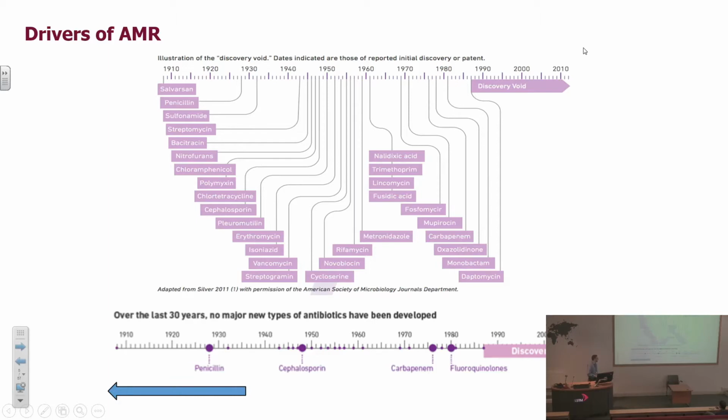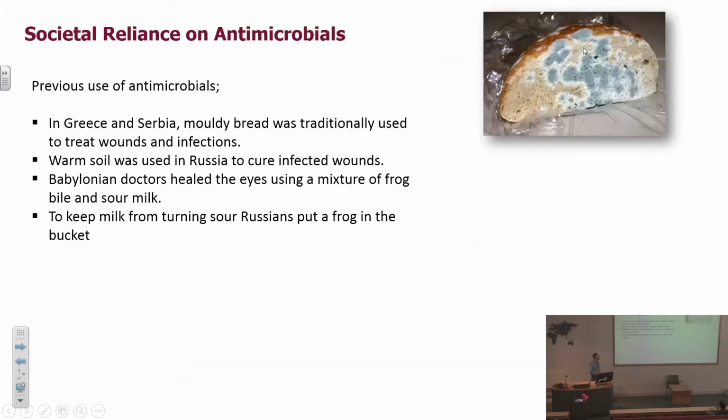So if we take a look, sort of pre-1900s, at what we do and how we've relied on antibiotics, we can get a context of the problem we're facing and how difficult it will be to change what we do, to change our behaviour. So in Greece and Serbia, for example, mouldy bread was traditionally used to treat wounds and infections. You can understand why, actually, in a modern day era. This is Penicillium notatum. It produces penicillin. You imagine rubbing that onto an open wound, and you've probably got some antimicrobial activity.